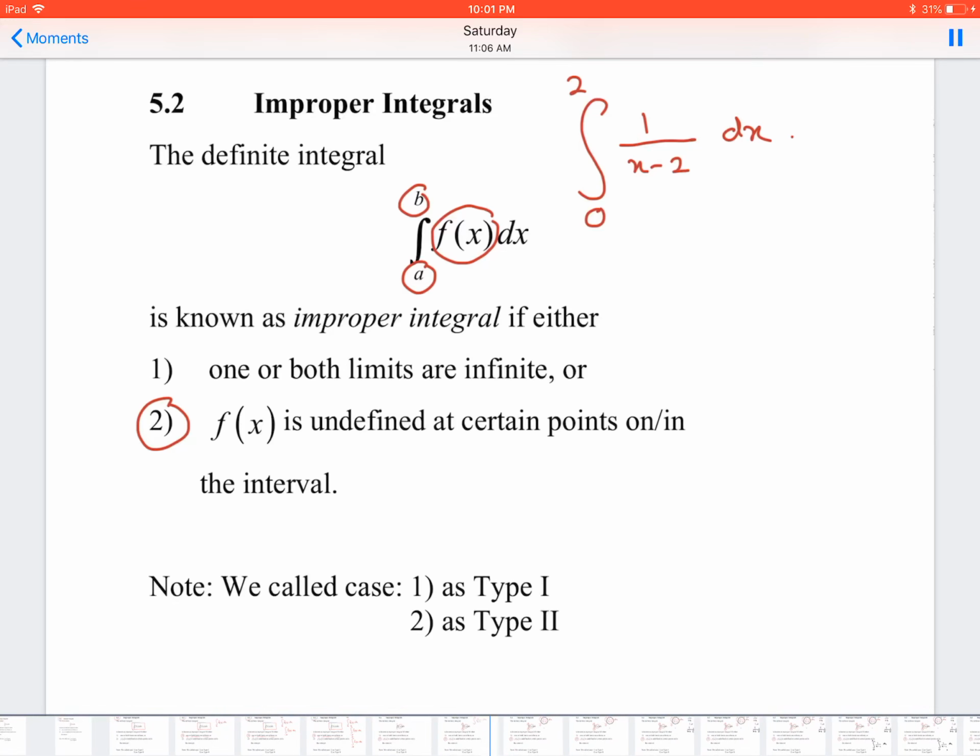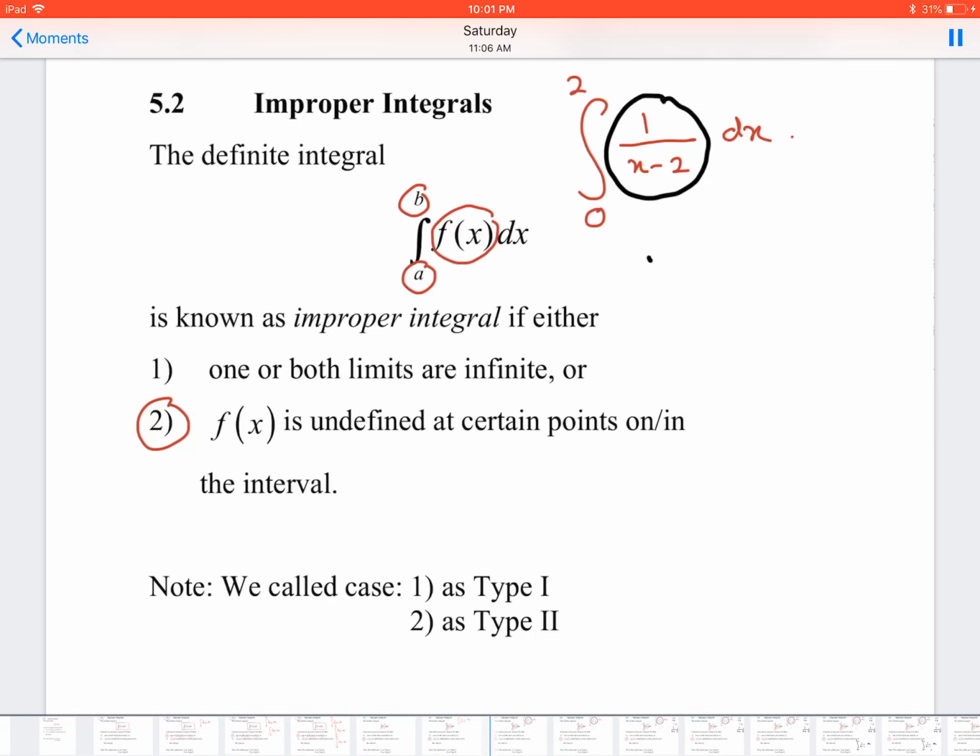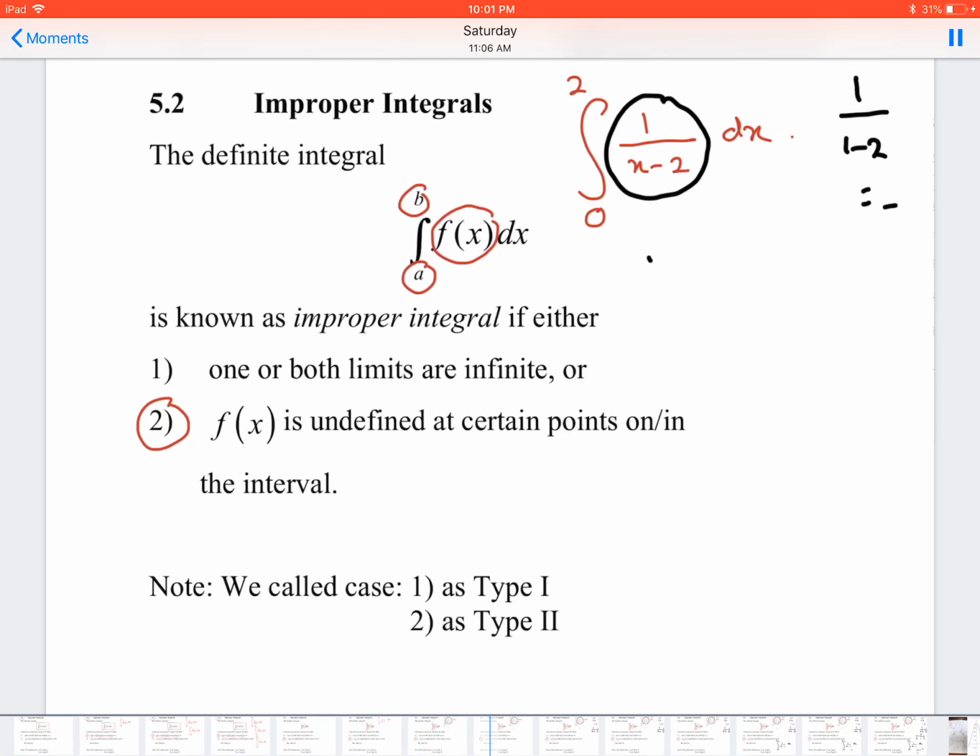Okay, now look at the function itself. Is the function continuous at all values of x from 0 to 2? Check 0. You substitute 0, so you get 1 over minus 2. It is a number, right? The answer will be a number, even though it is negative. And then we check x equal to 1, because 1 is in the range of the limit. So you get 1 over 1 minus 2, which is negative 1. Also a number.